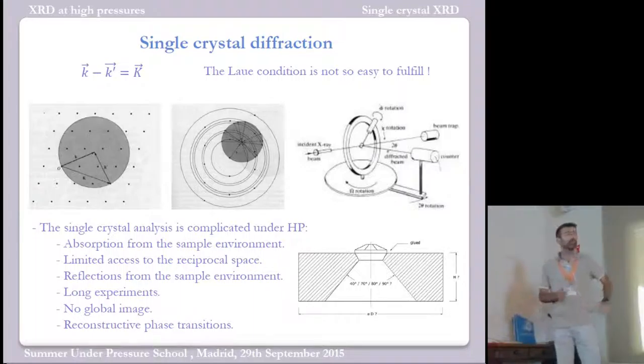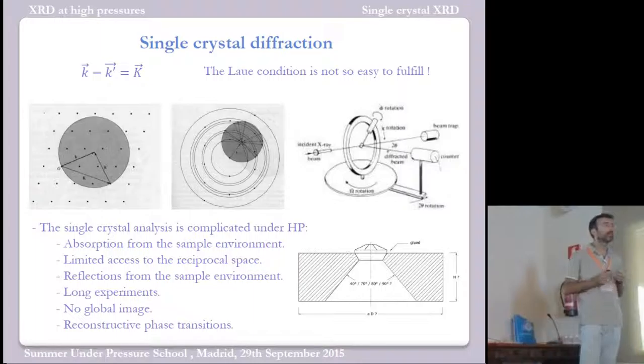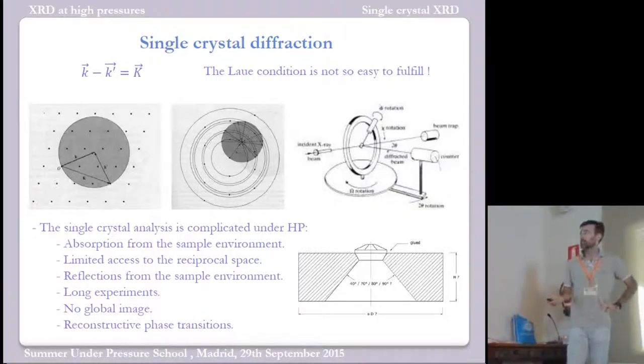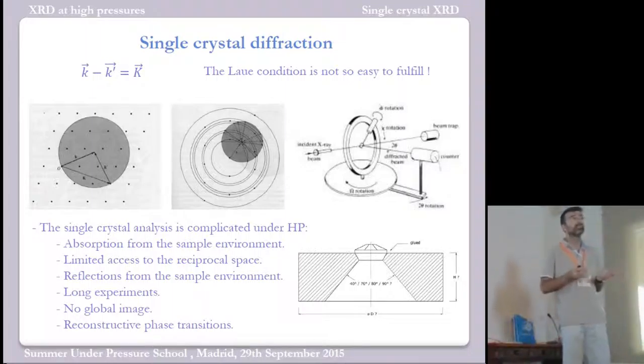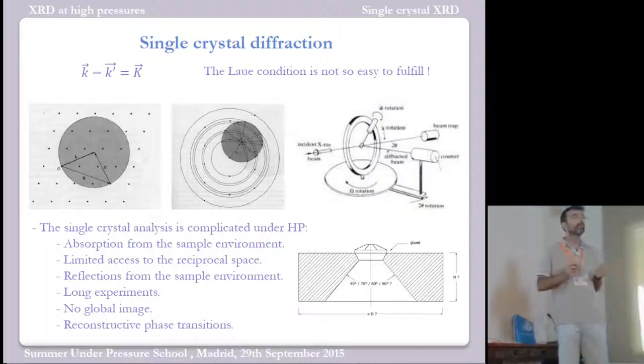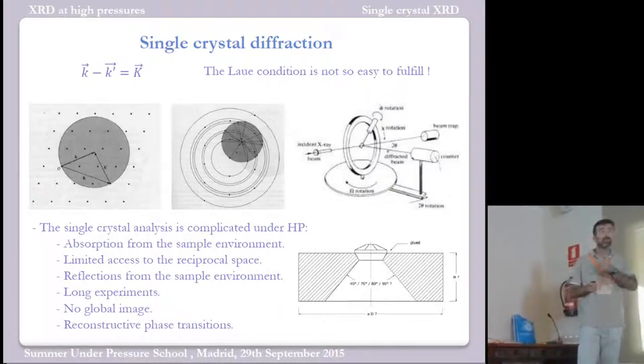Then you don't have a global image of what is happening with the sample. I mean that if you have some new phenomena that is happening at a direction where you are not looking at, you can completely miss what is happening. But the main problem of this technique is that very often we have reconstructive phase transitions, and if you begin with a single crystal and a reconstructive phase transition occurs, you are going to have usually not a single crystal but a polycrystal, and you don't know the orientation of any of the crystals forming the polycrystal, and it is very difficult even to index the new phase. So you are stuck, because you are not at the conditions of single crystal or powder, and usually you have to perform new experiments to have an idea of the new structure.